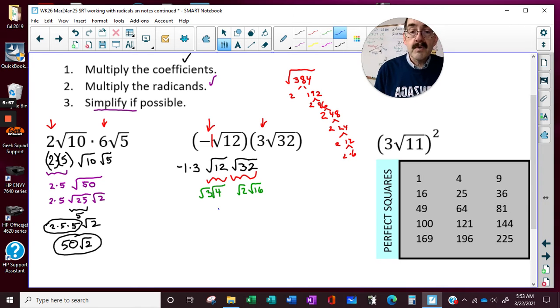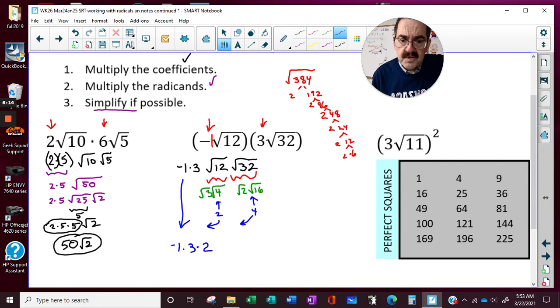Now, I know the square root of 4 is 2. I know the square root of 16 is 4. So I'm going to bring that out. I'm going to bring that out. Okay, so now I bring this down. Negative 1 times 3 times 2 times 4. I still have the square root of 3 and the square root of 2. Okay?